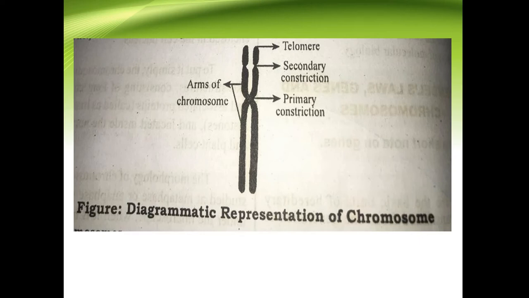So chromosomes are fine thread-like structures. They will have long chains of DNA. DNA is deoxyribonucleic acid. And some proteins are also present in these chromosomes. You can see here the diagrammatic representation of a chromosome.